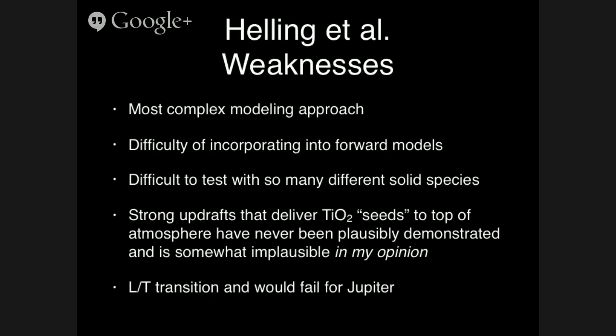And something that's not said enough is that those models depend on there being updrafts that go all the way through the atmosphere to deliver seeds to the top of the atmosphere that then fall down. I've never been personally convinced that those TiO2 seeds really exist. You'd really have super narrow updrafts that deliver these to the top of the atmosphere. And I think we have to recognize that's a drawback to this approach. This would not work for Jupiter. It does not explain the LT transition, and I think we have to look at that.